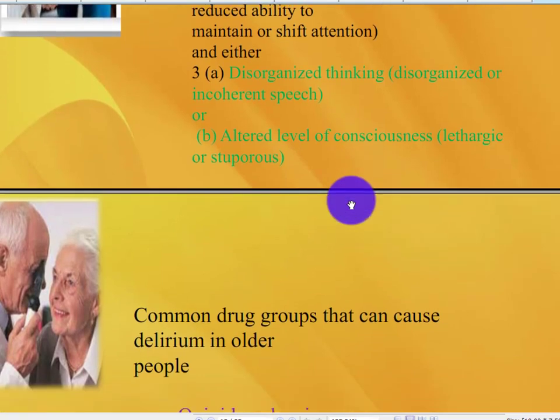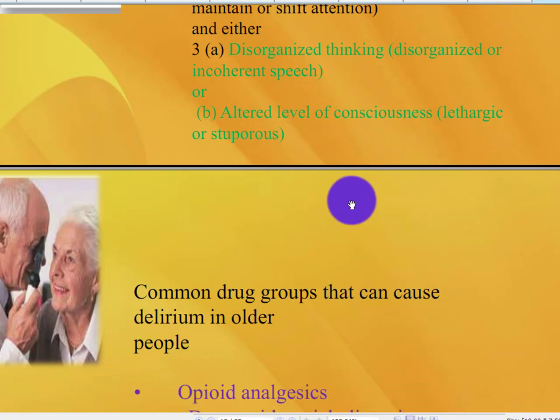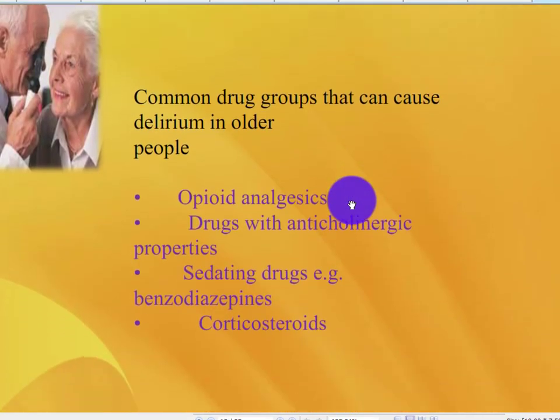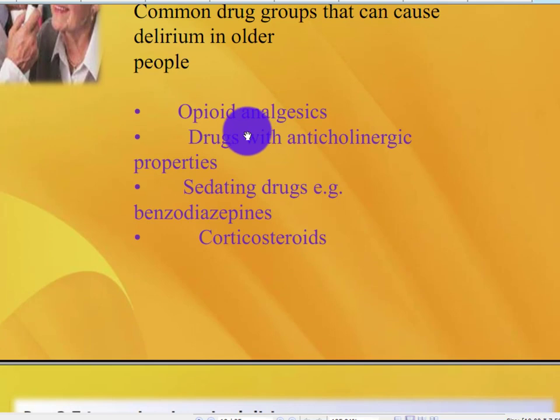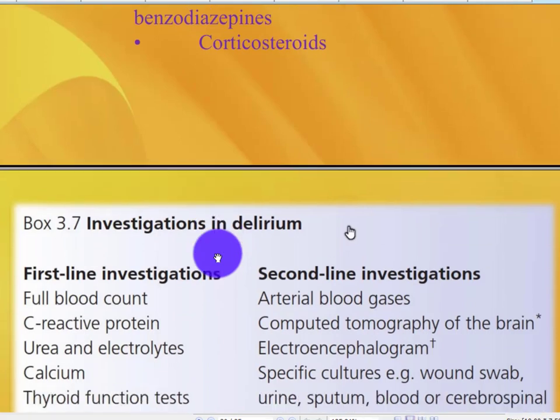or altered level of consciousness, lethargic or stuporous. Common drug groups that can cause delirium in older people: opioid analgesics, drugs with anticholinergic properties, sedating drugs like benzodiazepines, and corticosteroids.